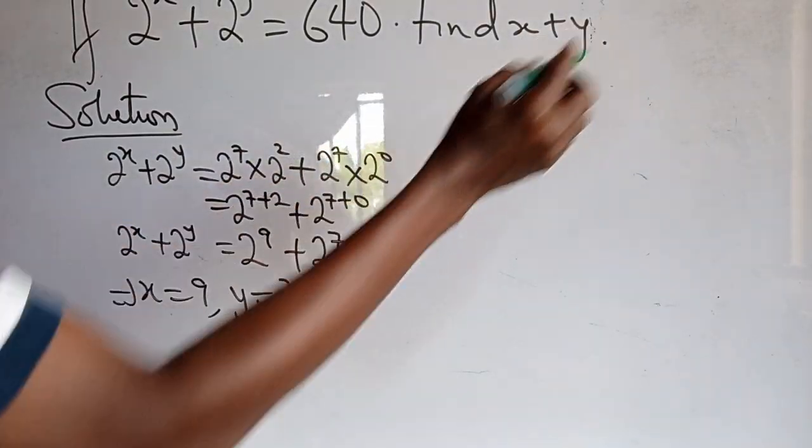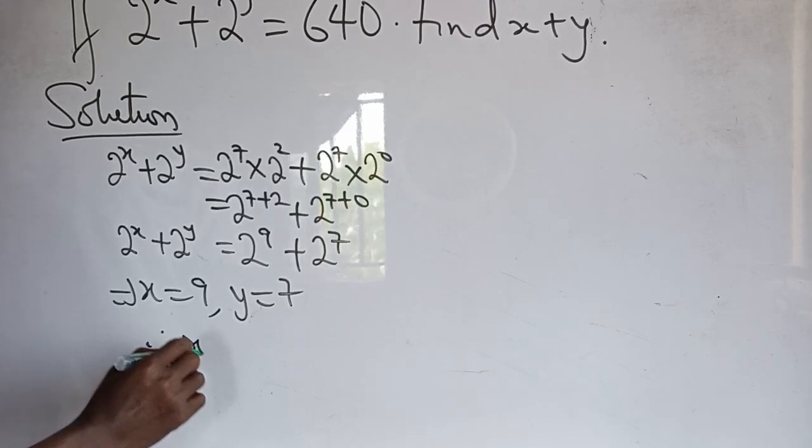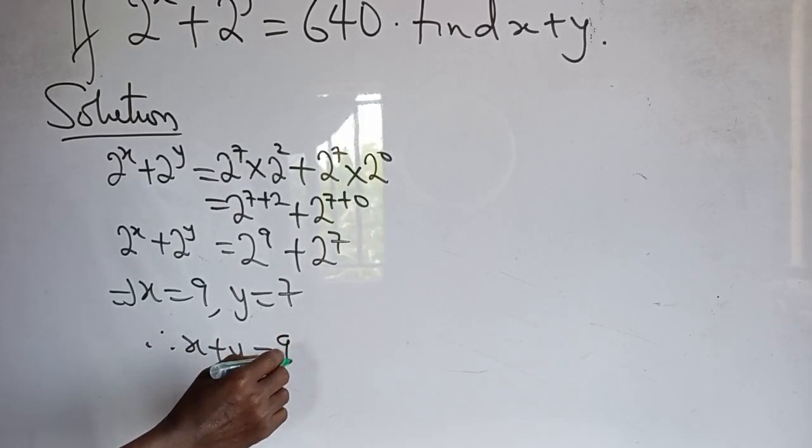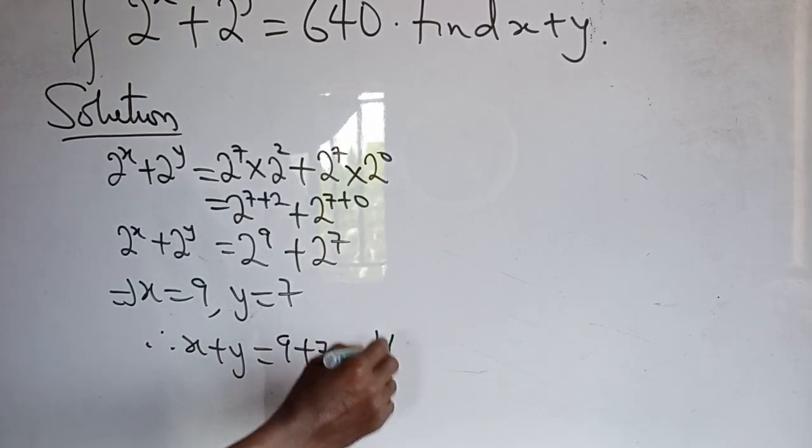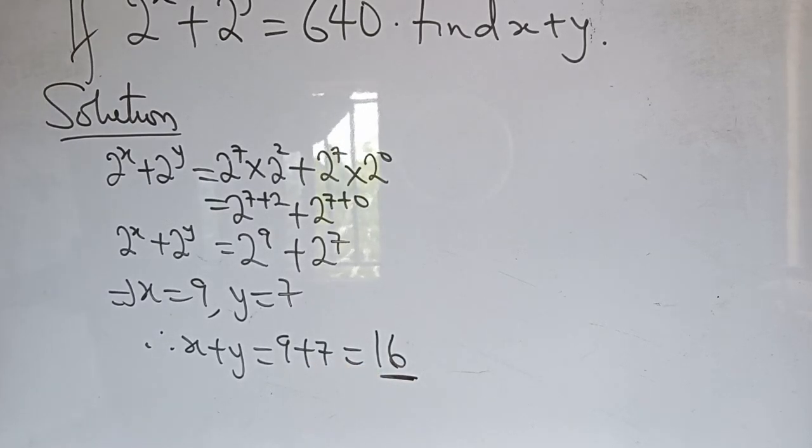But the question says find x plus y. Therefore, x plus y is equal to 9 plus 7, which is 16. So that is the solution to the problem. You can see how simple this problem is.